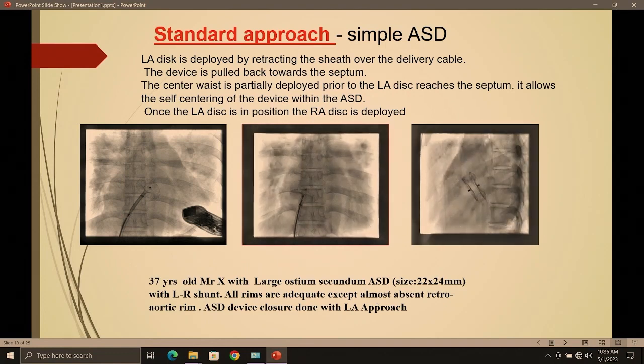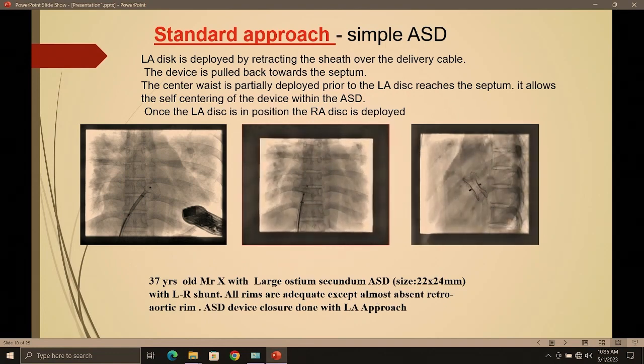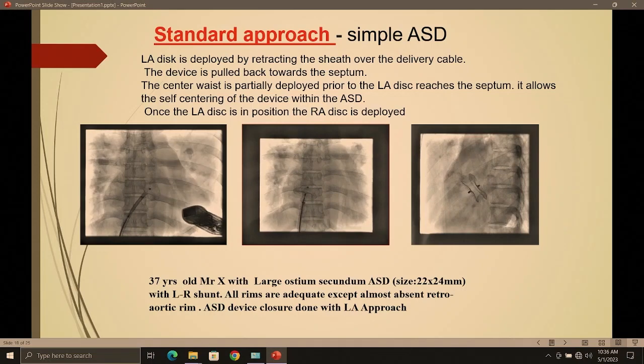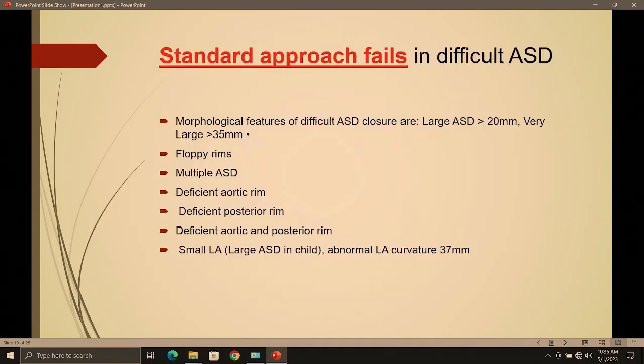So here is one standard approach for simple ASD closure. A 37 years old man with large ASD secundum. We have taken a 24 ASD device, but it fell down, and then we upsized to 28, and we have successfully deployed this device.